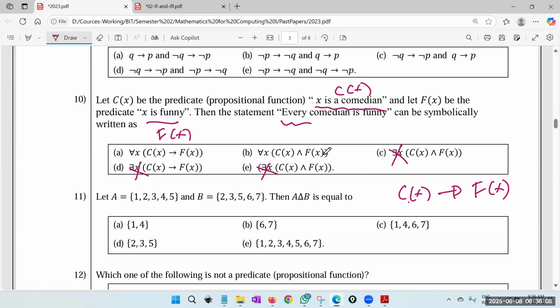This means comedian and funny. It's also indirectly correct, but this is more related. For all x, comedian implies funny. But what about this? All are comedians and funny is wrong.